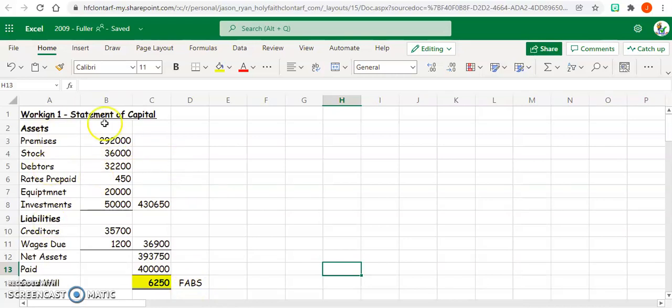So that's your working capital, your first step for type B. Same as for type A, so just calculating what our goodwill is.